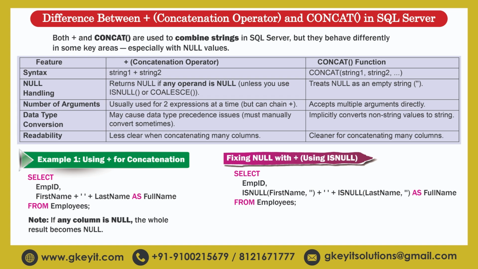First we will see using plus for concatenation. Here we have a query: select employee ID, first name and last name, concatenated in this way, from employees. Note, if any column is null, the whole result becomes null. Fixing nulls with the concatenation operator using isNull: select employee ID, isNull first name plus isNull last name as full name from employees. We have to use the isNull function to handle nulls in the concatenation operator.